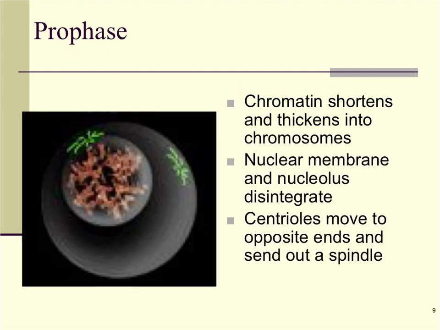During prophase, the first phase of mitosis, chromatin, which is made of DNA, shortens and thickens into chromosomes so you can see them more easily. Here you can see the DNA is becoming thicker strands and more visible. Another thing that happens is that the nuclear membrane, which is the membrane that goes around the nucleus, disappears and disintegrates. Then structures called centrioles move to opposite ends of the cell and send out a structure called a spindle, which will be important later when we're dividing up the DNA between the two new cells.